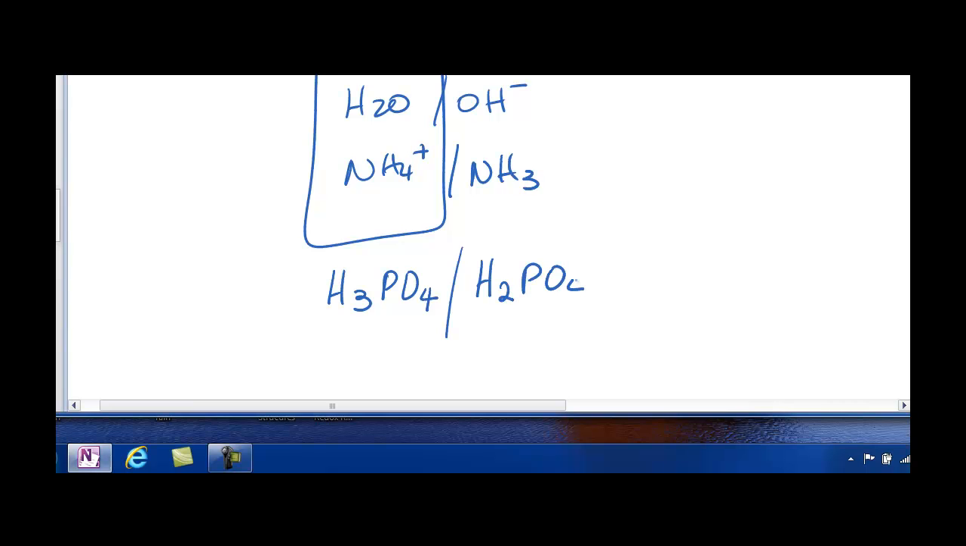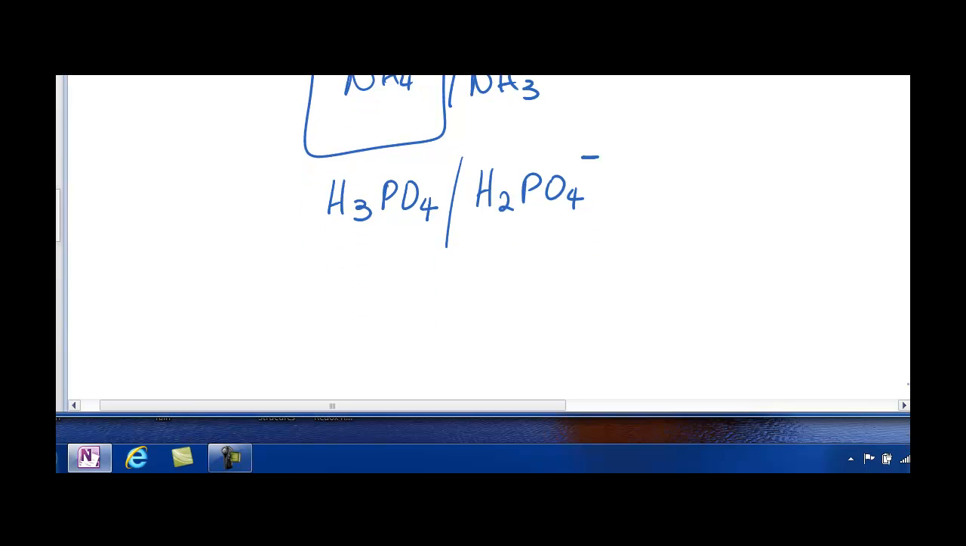H2PO4. What's wrong with H2PO4? Am I missing something? A charge. And what charge do I need? If it's losing an H plus, if I add an H plus to this, I get to that. So that's a negative.